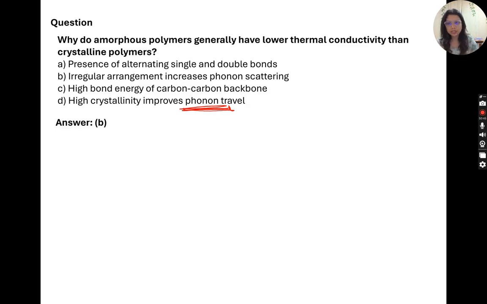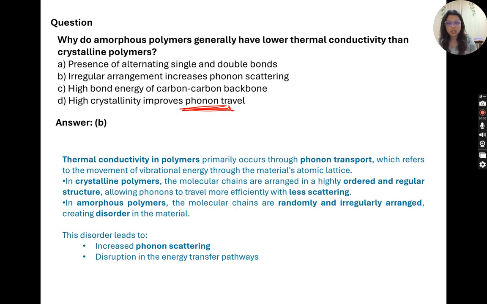And the answer for this is B, which is irregular arrangement, which increases the phonon scattering. So thermal conductivity in polymers primarily occurs through phonon transport. They are the vibrational energies which help carry heat through the material, which refers to the movement of vibrational energy through the material's atomic lattice. Here also the definition of phonon is given.